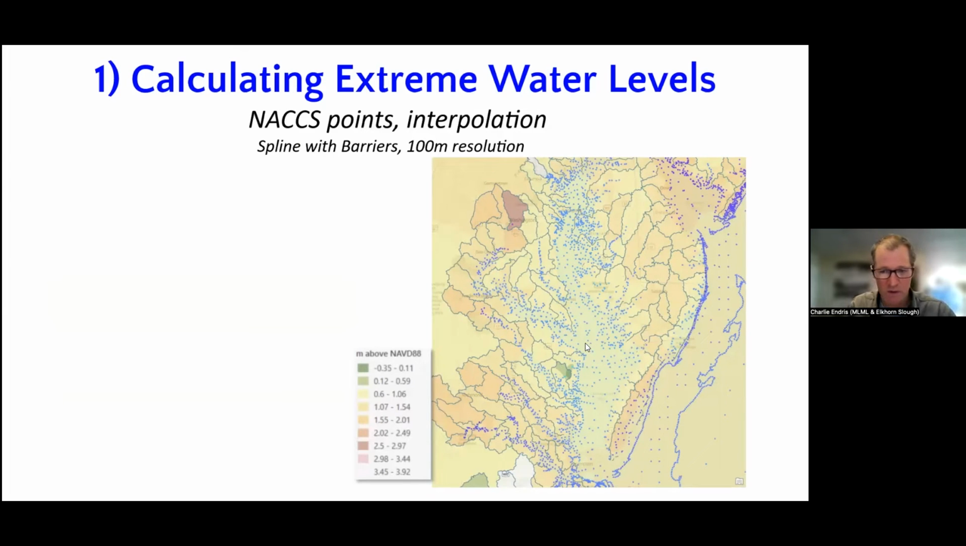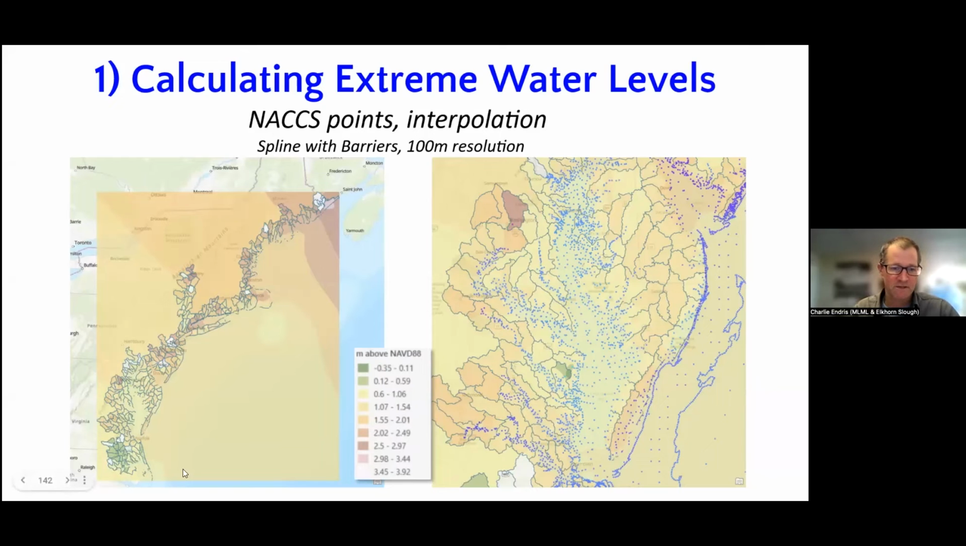So this took quite a bit of time working this out because we wanted to make sure that these points were not having that sort of spillover effect. But editing a polygon data set like this took quite a lot of time. So this was a spline with barriers again at a 100-meter resolution. And again, this data set is referenced to NAVD88. And there it is along the entire northeast coast.